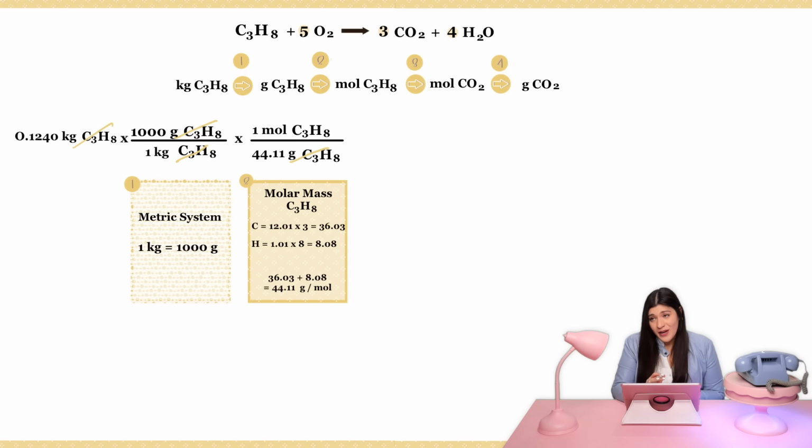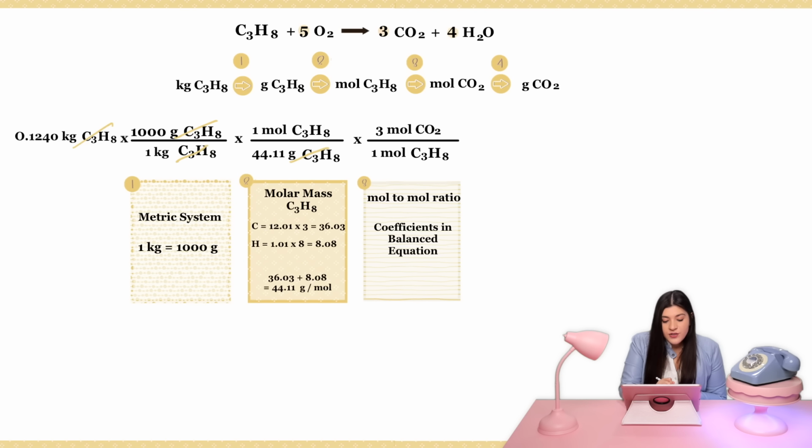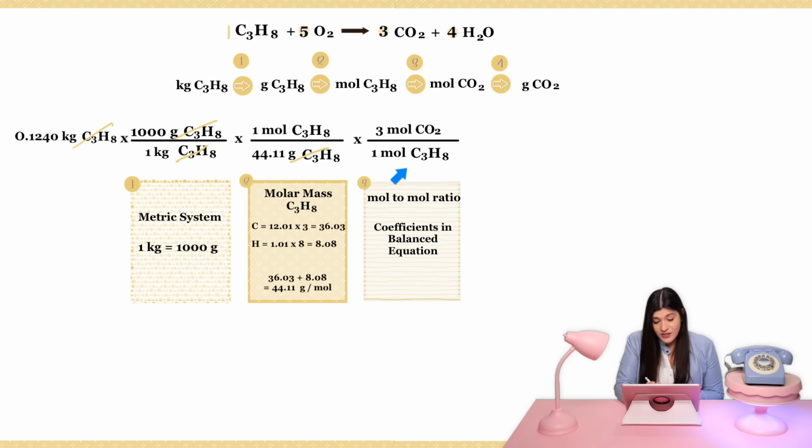Now I want to change the compound. When I want to change the compound, I'm going to use a mole-to-mole ratio, which is found using our balanced equation. I want to align my units so they can cancel. And remember, if we don't have a coefficient in front, then assume that it's just 1. So in this case, I know that for 1 mole of propane, there's 3 moles of carbon dioxide, which is on top. So our units of moles of propane will cancel.